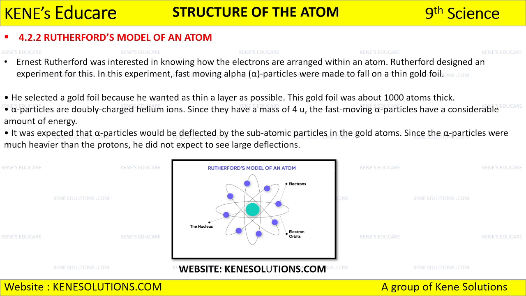I hope everyone is taking all the important points. You have to write that he used a gold foil and alpha particles, and the reason why they were used. Why only electrons were seen, because an atom consists of electrons, protons, and neutrons, right? The reason for that has also been given: the alpha particles were much heavier than the proton, so he did not expect to see large deflections. Got it, everyone?